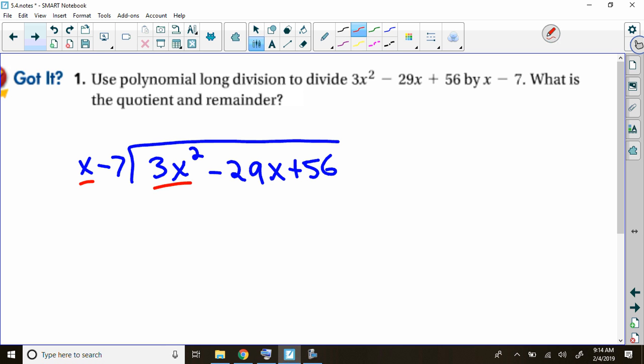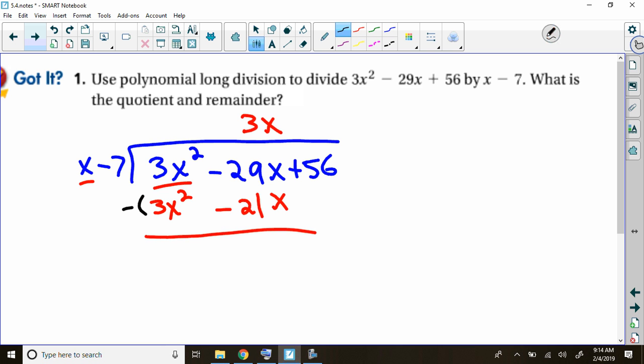3. 3 times x is 3x. We want, how about 3x? Is that going to get it done? So that'll be 3x squared minus 21x. It's a good idea to use parentheses when we subtract. 3x squared minus 3x squared, that's going to cancel. What's -29x minus 21x going to give us? -8x. So it's going to be -8x.